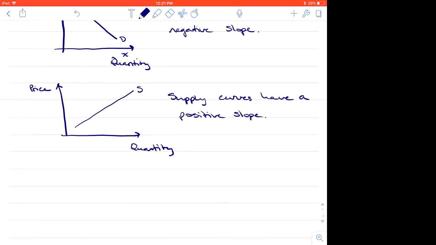Putting these two on the same graph, like we talked about, they would have some point of intersection. That's where the supply and the demand curve are both satisfied. So that's our equilibrium point. The point of equilibrium will be the point of intersection.